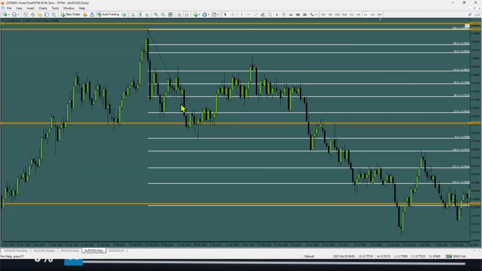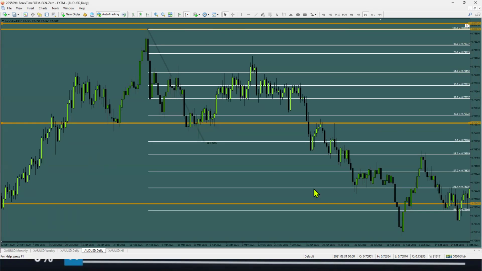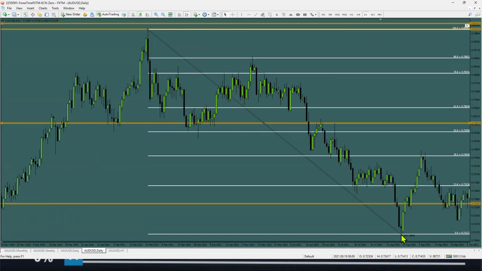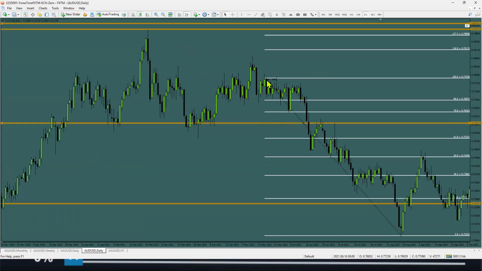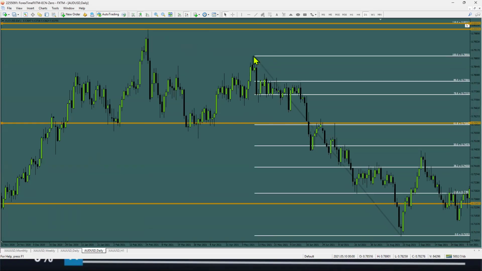You are now going to move your Fibonacci. This one now will not come here. This is now your new A. This is now your new B. Then you're now waiting for the market to come to any of these levels and give you a trade.